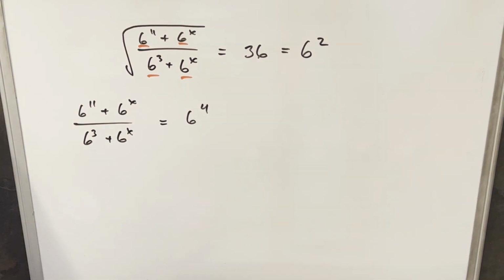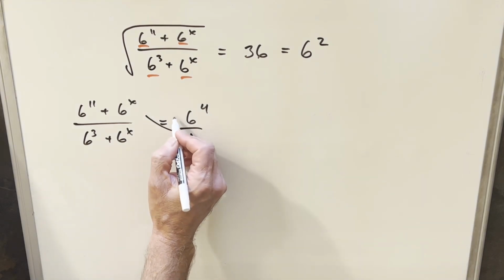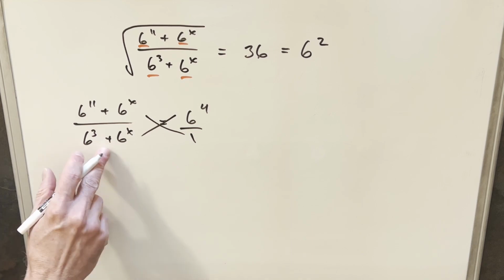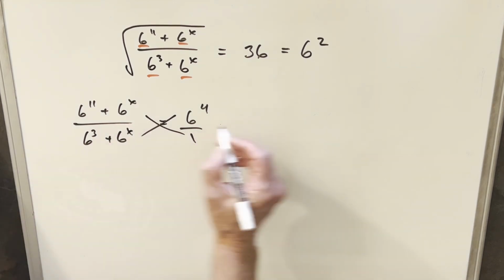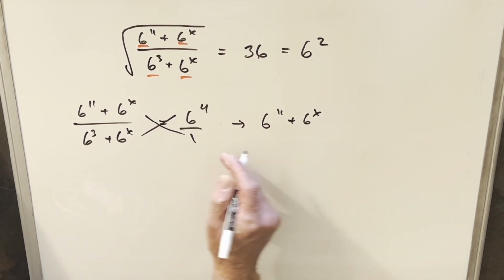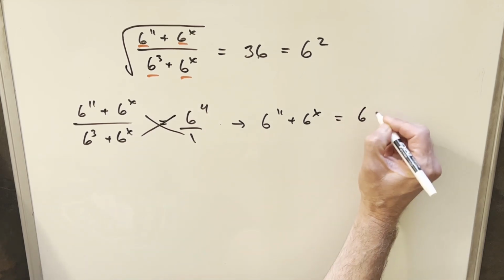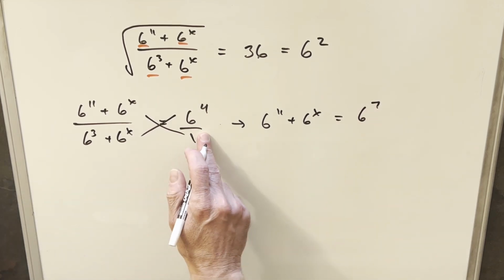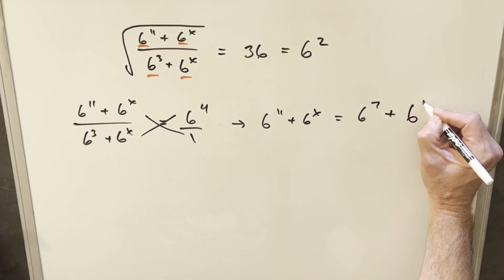Then from here, what I want to do is cross multiply. I'll just create a 1 right here so I can do my cross multiplication and I don't have this awkward fraction on the left. We'll multiply the 1 in here, and we're going to have 6^11 + 6^x. Multiplying 6^4 times 6^3, we get 6^7. And 6^4 times 6^x, I'm just going to leave it that way for now.